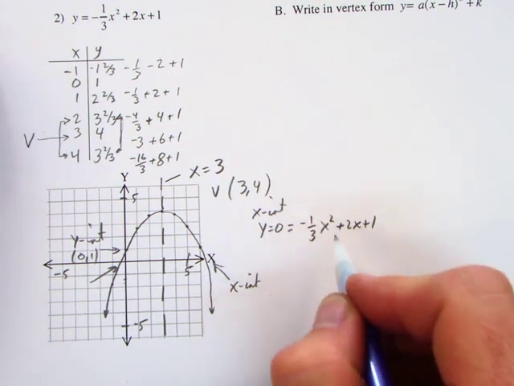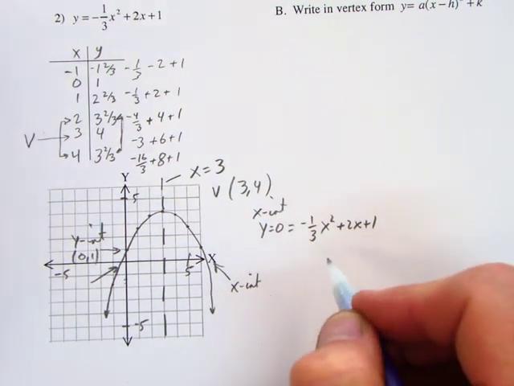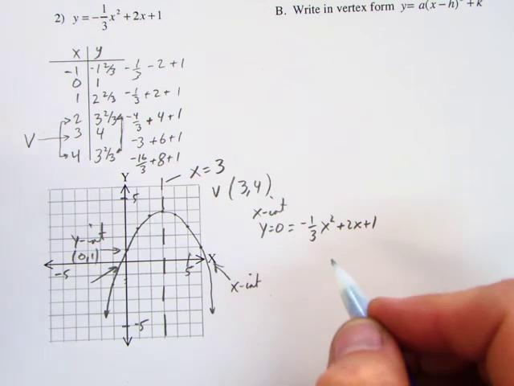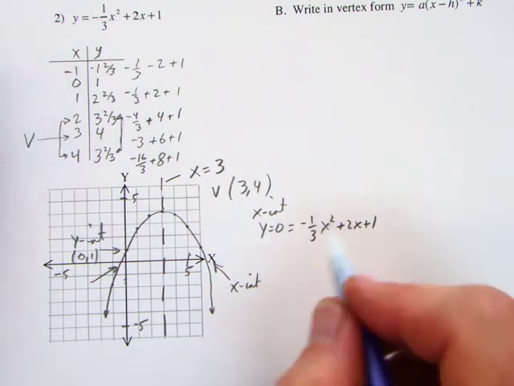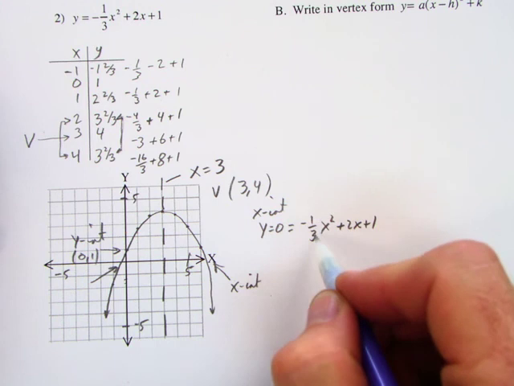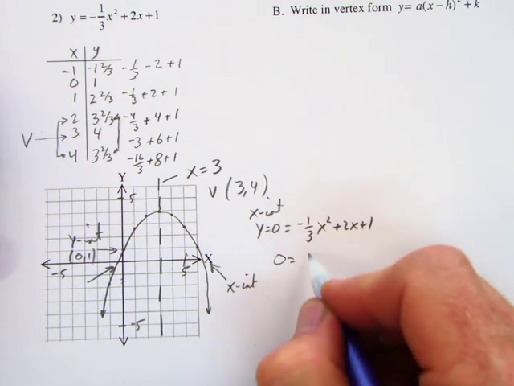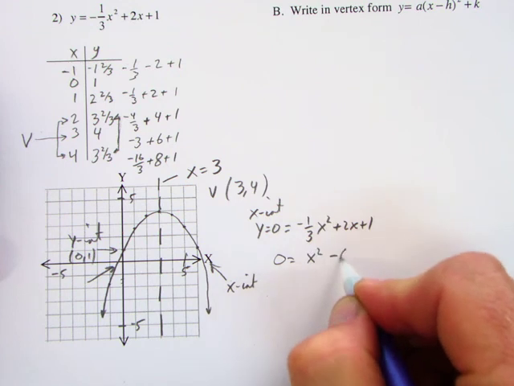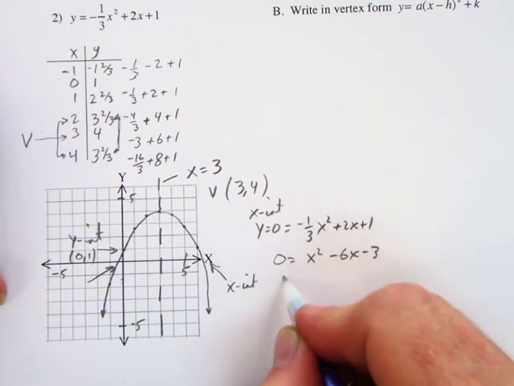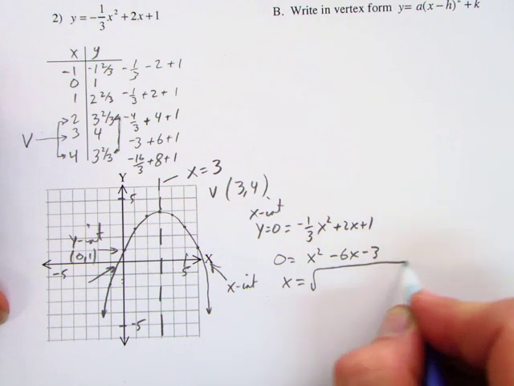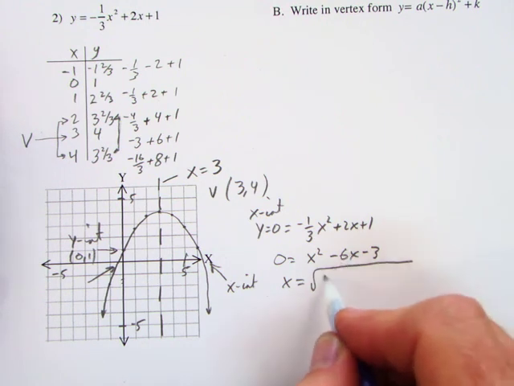So if I multiply everything, we can multiply by 3 or negative 3. I'd prefer that a be positive. It's not a big deal either way. So I'm going to multiply by negative 3. So 0 times negative 3 would be 0. This one times negative 3, x squared minus 6x minus 3. So use the quadratic formula. Negative b, so the opposite of b.